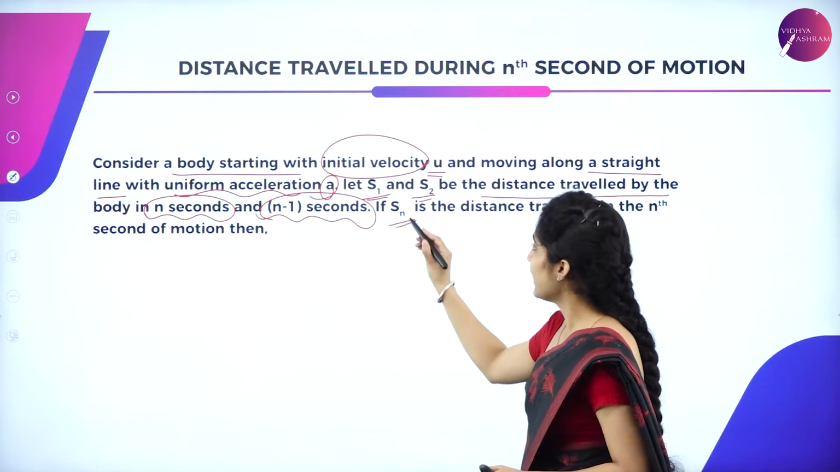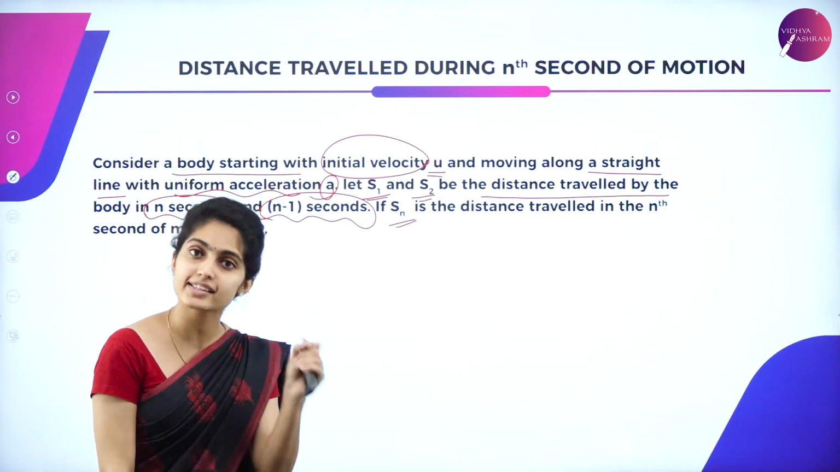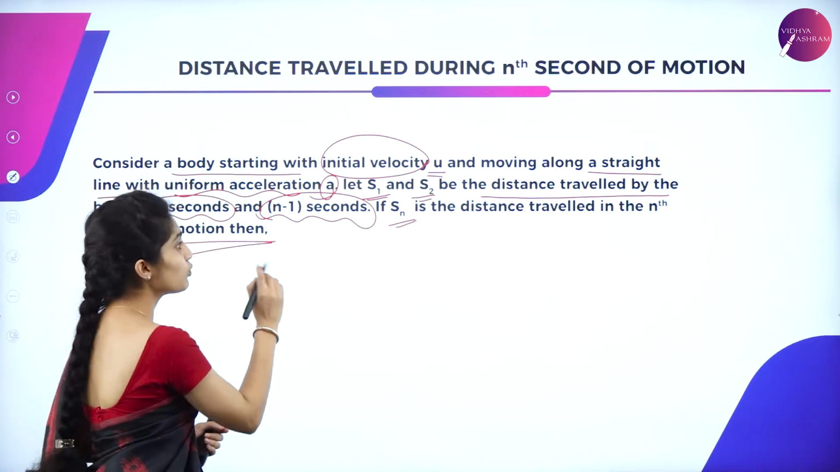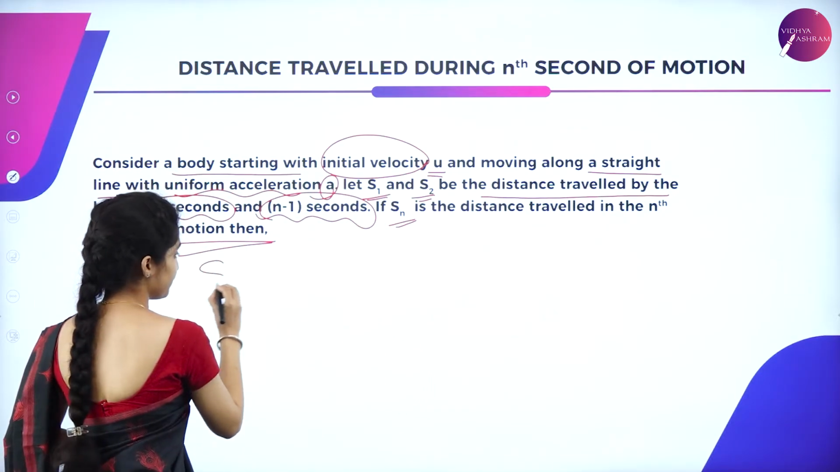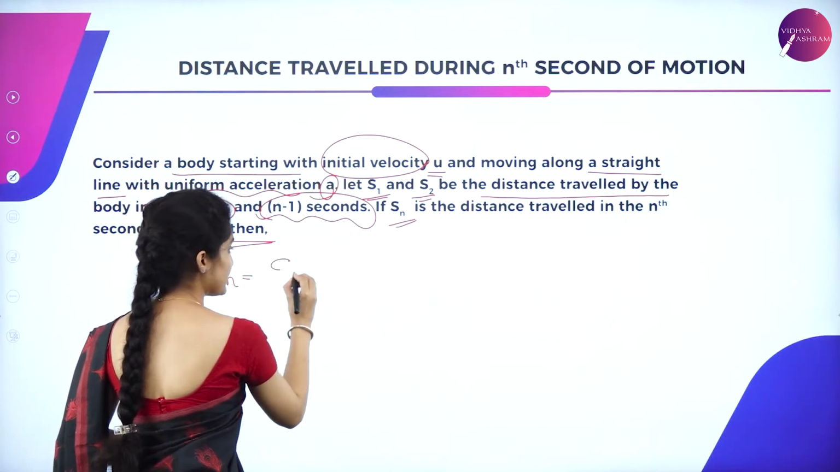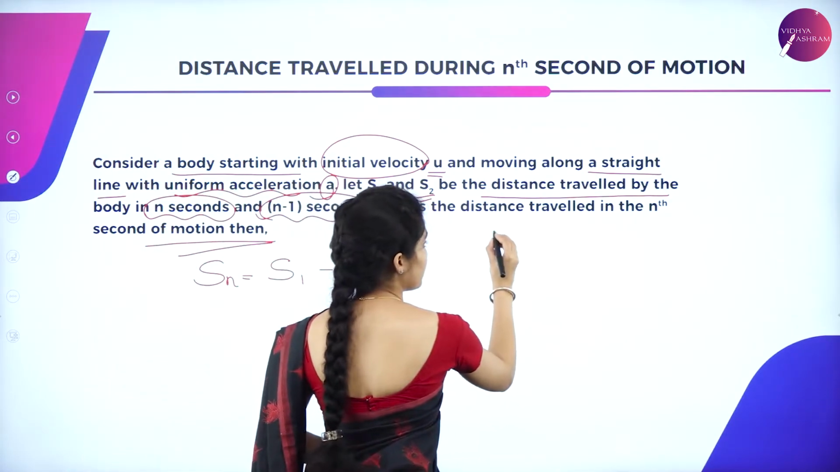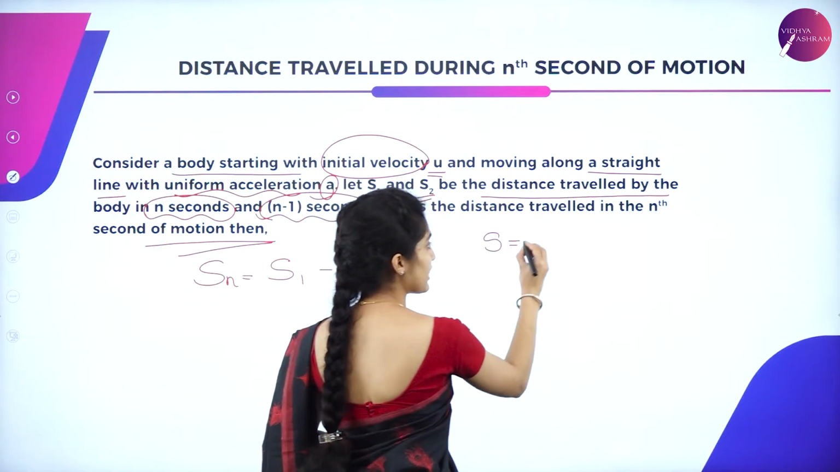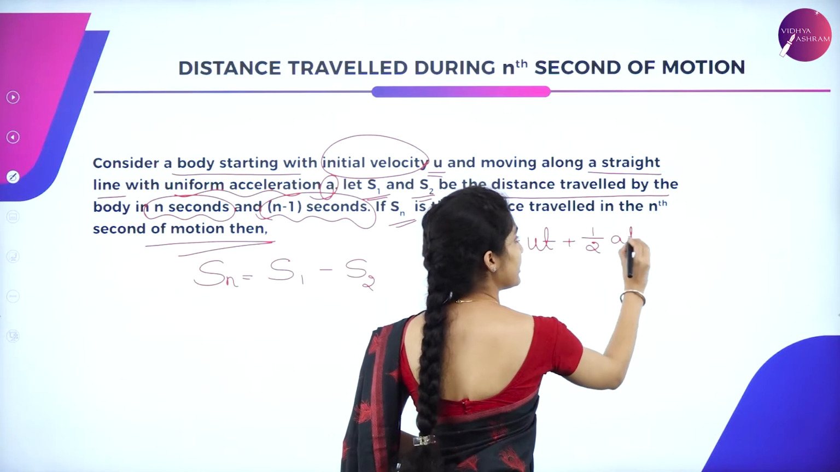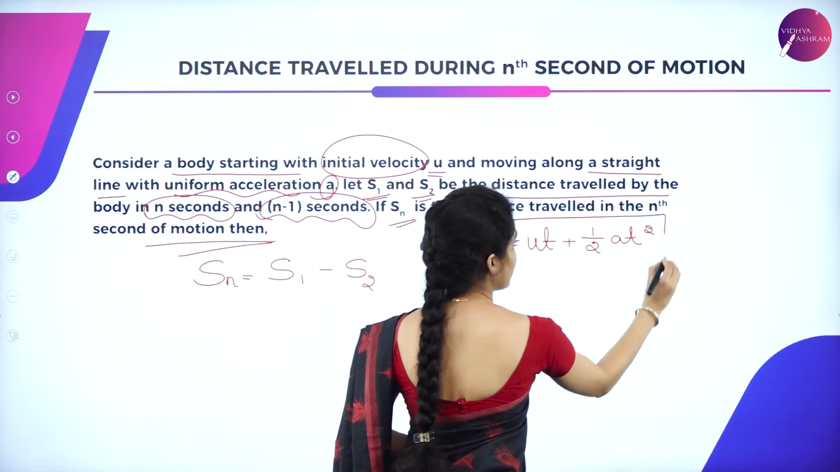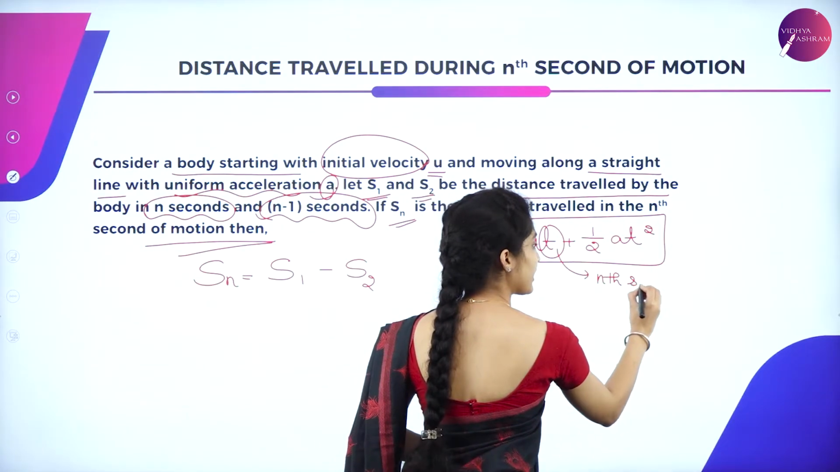So if Sn is the distance travelled by the same body in the nth second, we have to find out what exactly that distance is. So Sn is equal to S1 minus S2. You all know the equation of motion, S equals ut plus half at square. Here they have asked for t as the nth second.